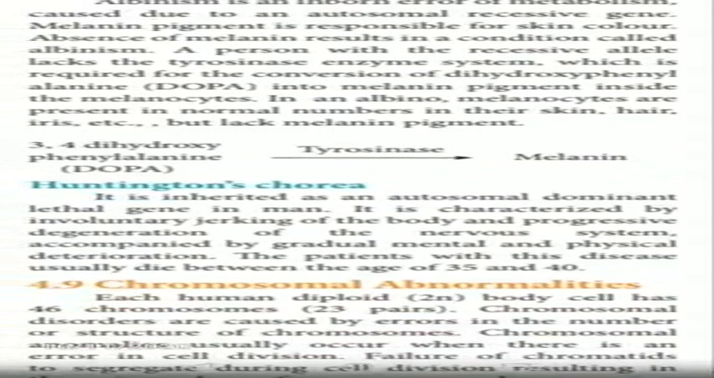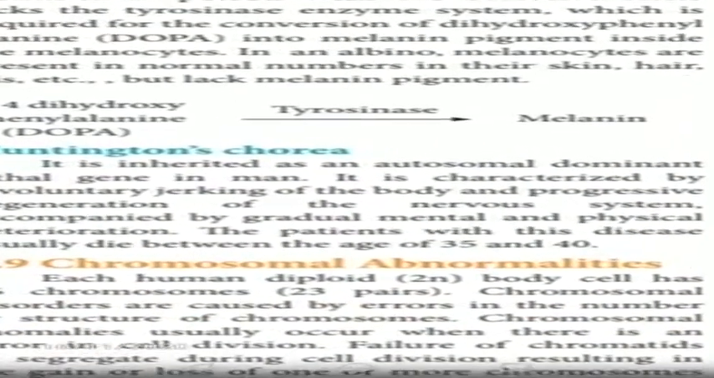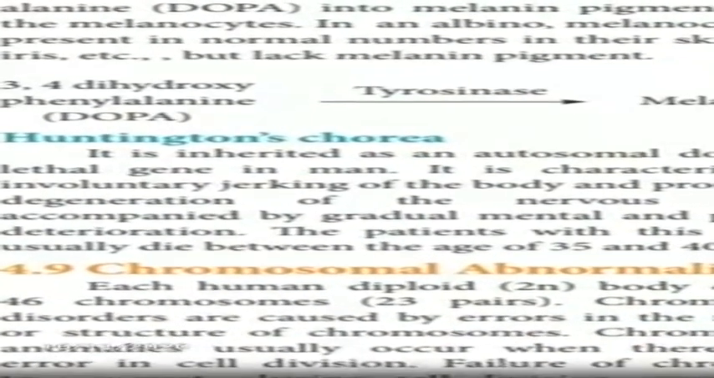In an albino, melanocytes are present in normal number in the skin, hair, and iris. So what is the normal color of our hair? Since melanin pigments are present in our hair, it seems to be black in color. Different colors are there, but maximum black color only.